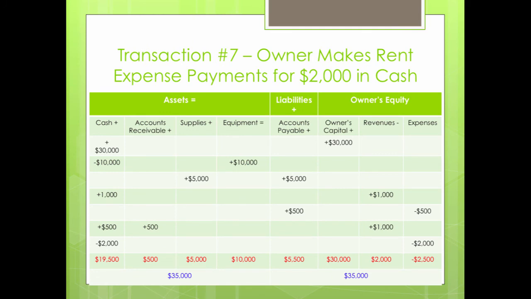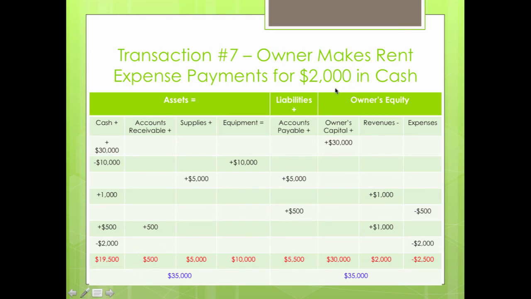Transaction number 7. Now it's time for you to make payment on your rent. You rent an establishment, perhaps in the mall, and you have to pay $2,000 in cash for that. You're not going to be charging it to your credit card. You're just going to pay it out of your cash account.